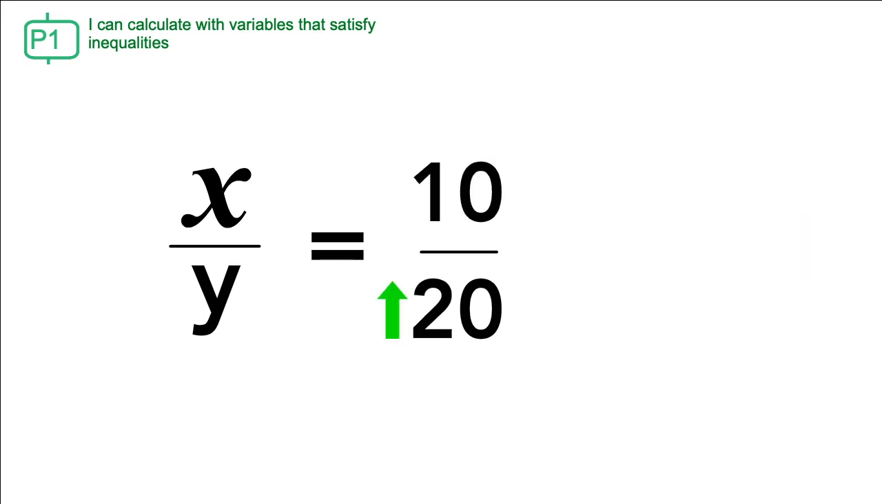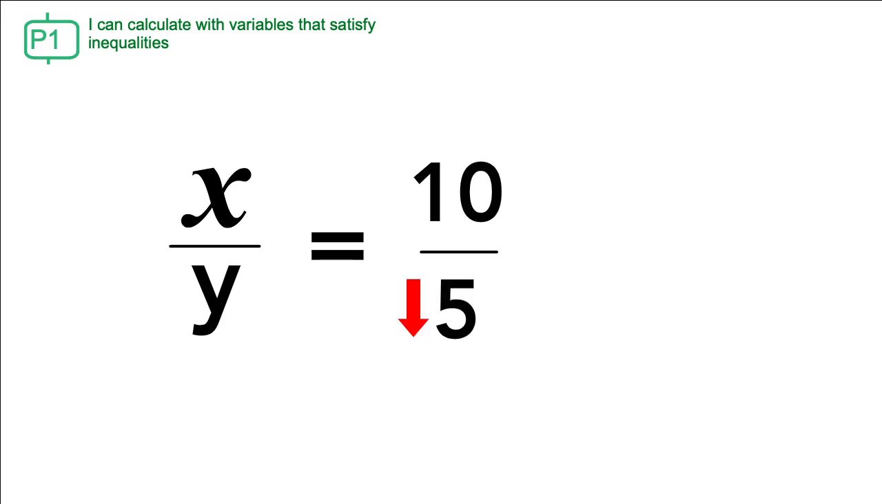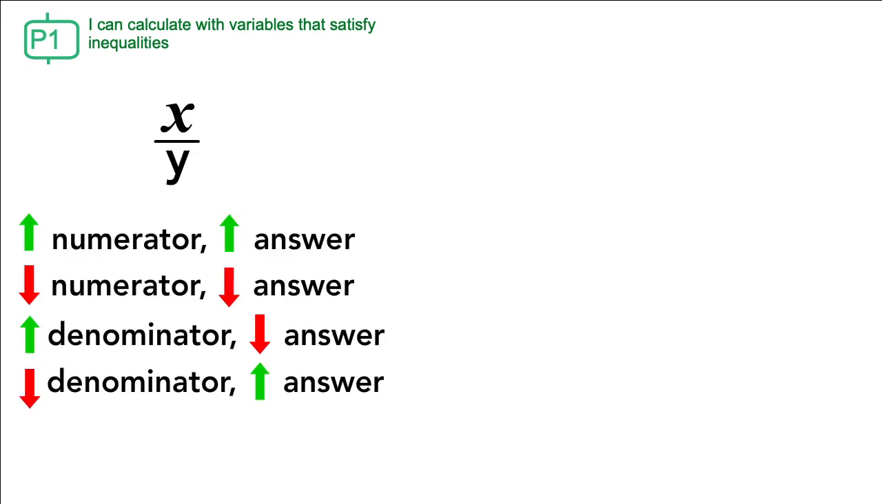Let's increase the denominator. So instead of 10, we have 20. 10 over 20 equals 0.5. Increasing the denominator decreases the overall answer. Let's decrease the denominator. 10 over 5 equals 2. Decreasing the denominator increases the overall answer. So to create the smallest answer from a fraction, we need the smallest numerator and the largest denominator.